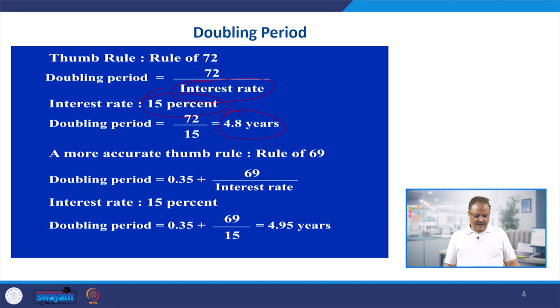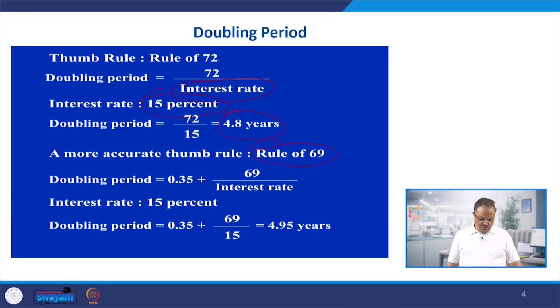So if the return on your investment is 15%, then by the rule of 72, it's going to double in close to 5 years, in 4.8 years. And there is a more accurate rule, which is the rule of 69. The rule of 72 is a little older. So the latest rule is the rule of 69.